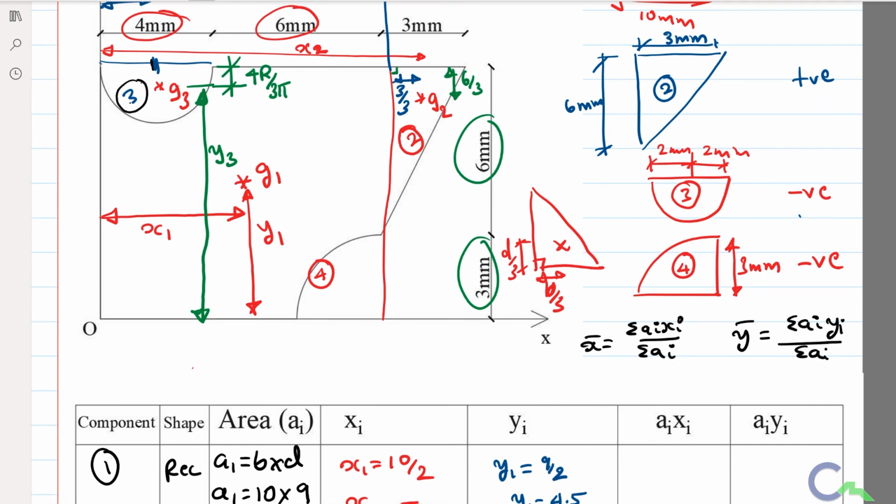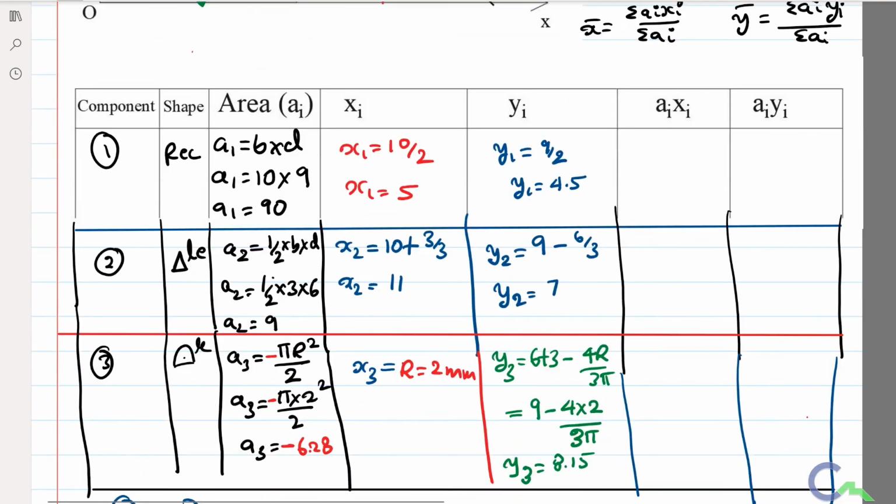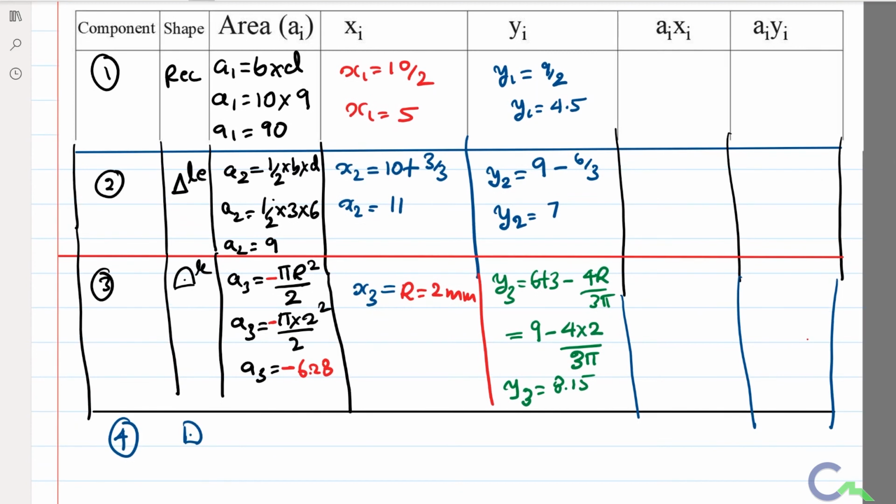So for the fourth figure, I am going to consider the centroid here. I will take this as G4. Area of the quarter circle, that is A4, is negative because it is overlapping on the rectangle. We have to deduct that value, minus pi r square divided by 4.